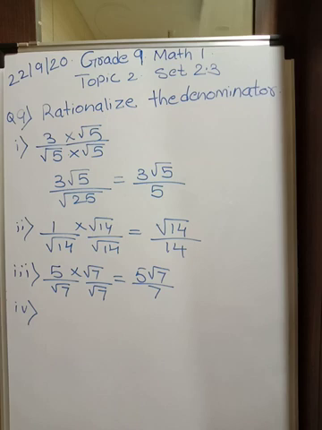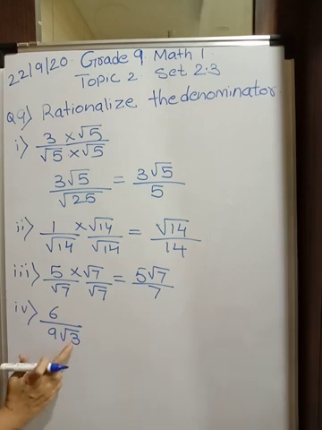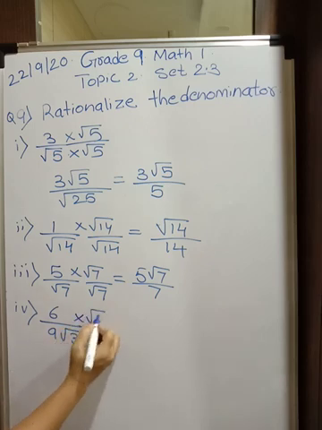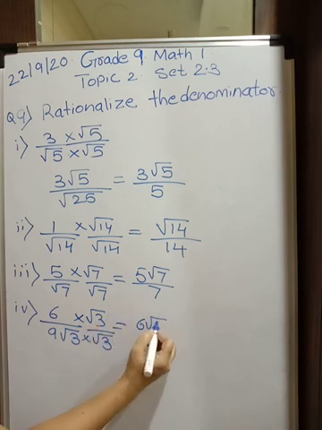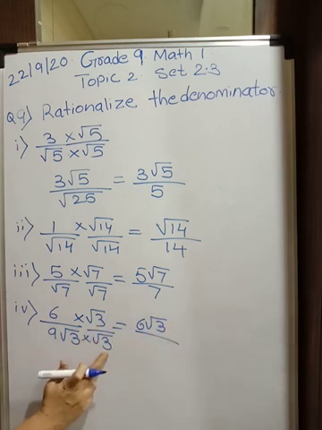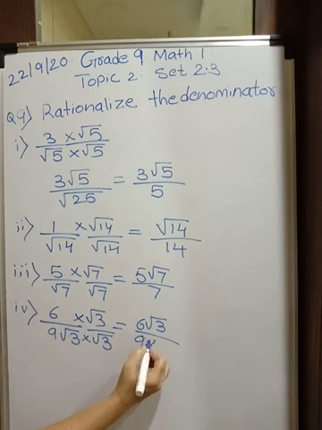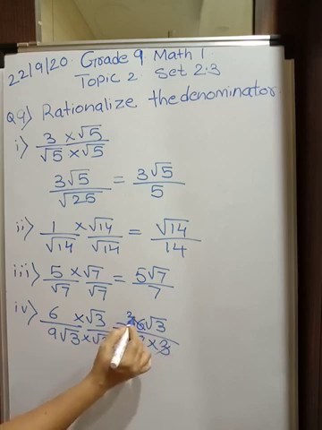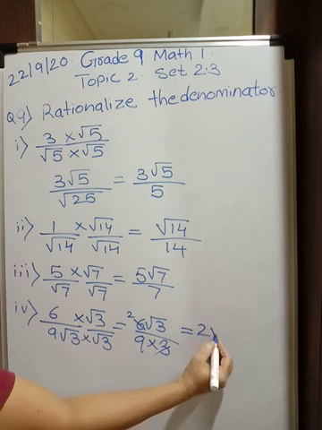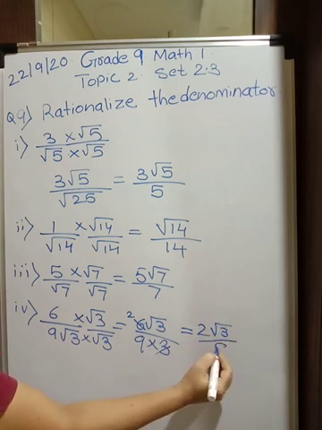Fourth problem you see. The fourth is what? 6 upon 9 root 3. Now look at this problem. 6 upon 9 root 3. I have to multiply this root 3 with root 3. So I am going to write here root 3 upon root 3. So this will be 6 root 3 upon root 3 into root 3 is 3, and 9 into 3. Up till here is it clear? Okay. Now here is a multiplication sign, here is also a multiplication sign. So you can cut this. 3 ones are 3 and 3 twos are 6. Alright. So what you get? 2 root 3 upon 9.